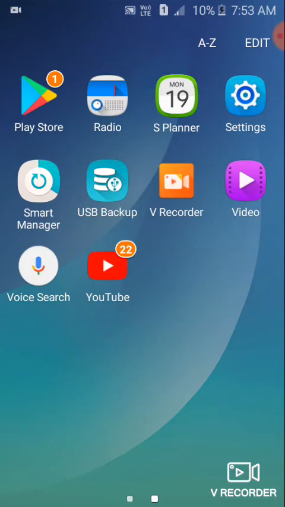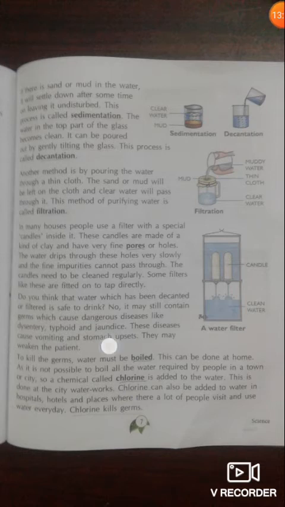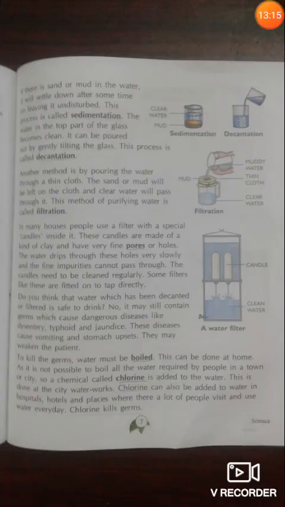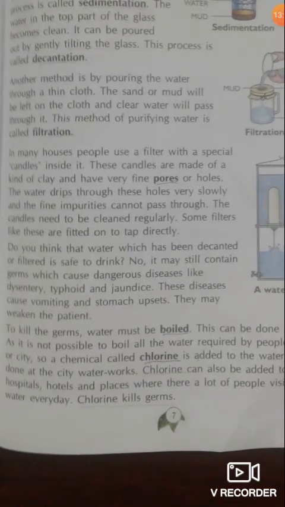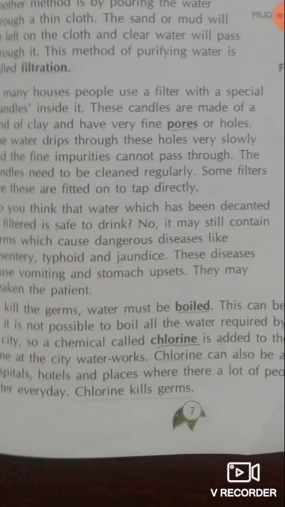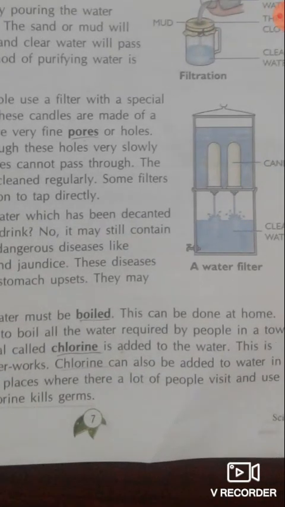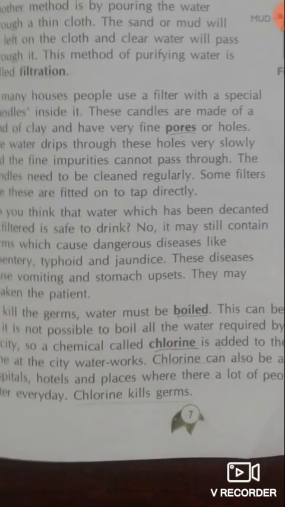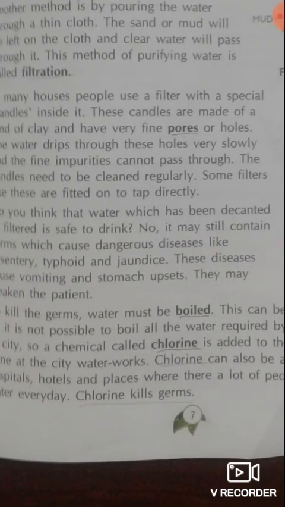These methods are not sufficient to make it pure for drinking. There are some other simple methods. To kill germs, water must be boiled. Also we can use a chemical like chlorine. It is added to the water to kill the germs. Chlorine kills germs.